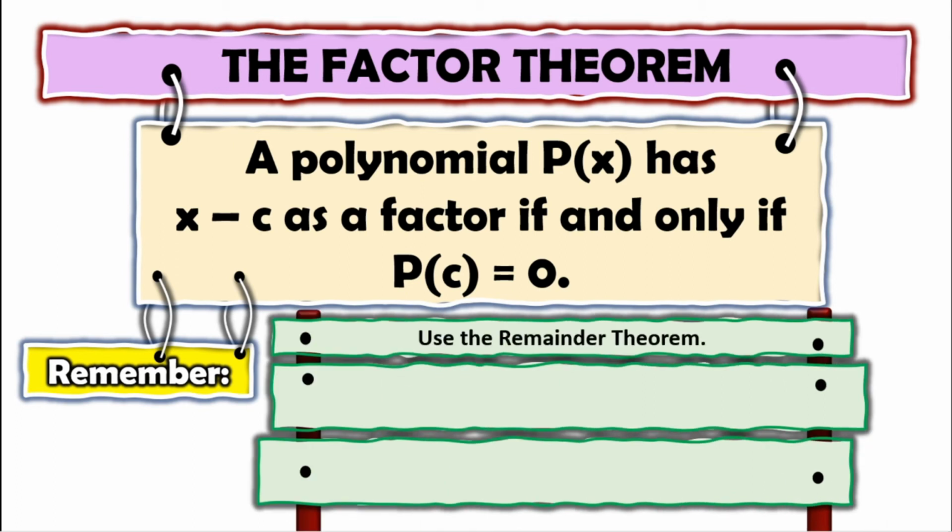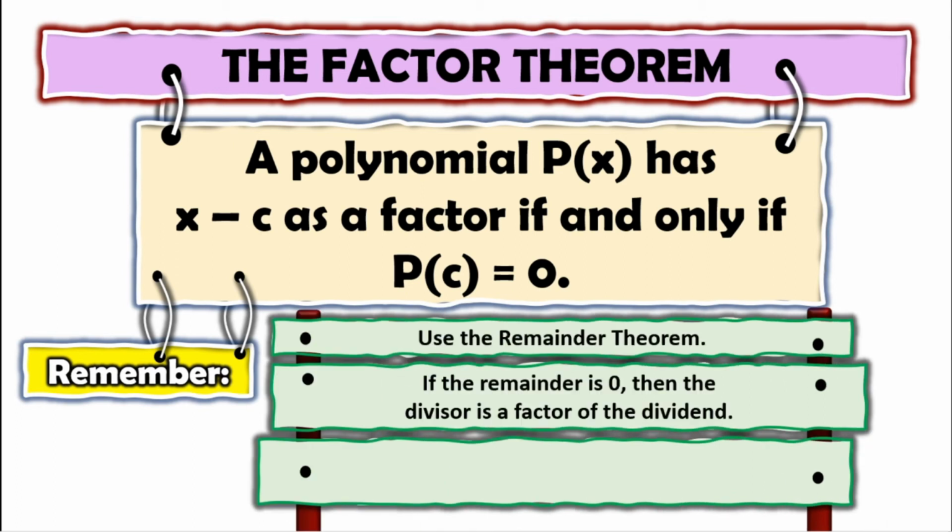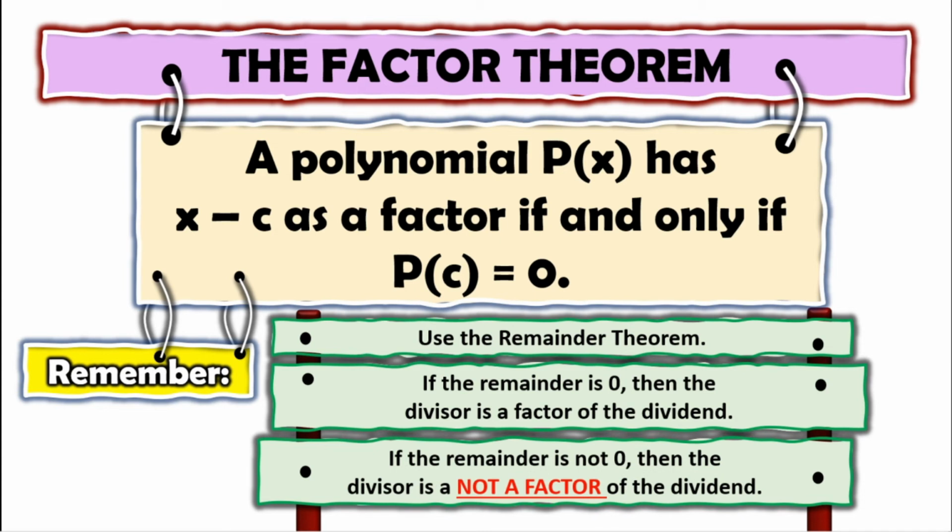First is we need to use the remainder theorem. If the remainder is 0, then the divisor is a factor of the dividend. However, if the remainder is not equal to 0, then the divisor is not the factor of the dividend.